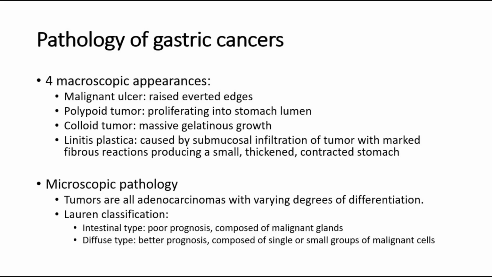There is the Lauren classification, which classifies stomach cancer into intestinal type, with poor prognosis, composed of malignant glands, and the diffuse type, with better prognosis, composed of single or small groups of malignant cells.